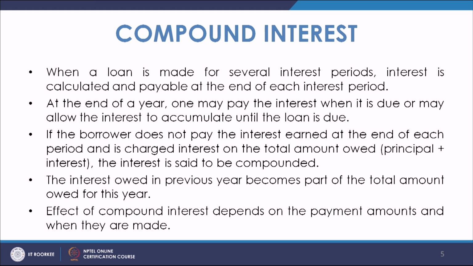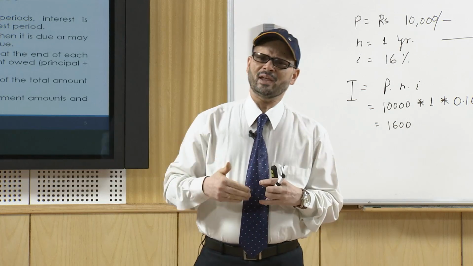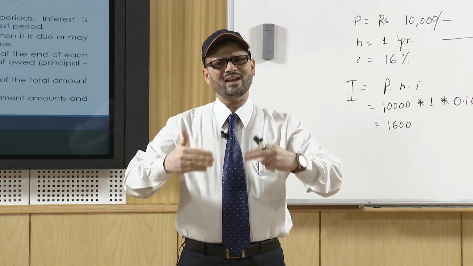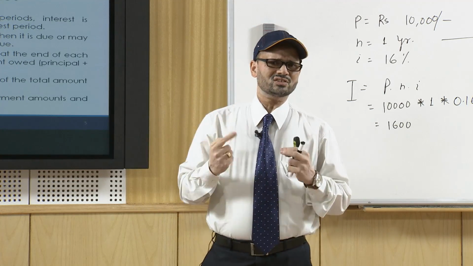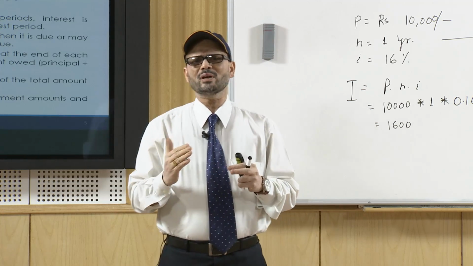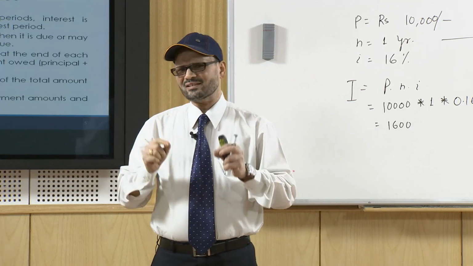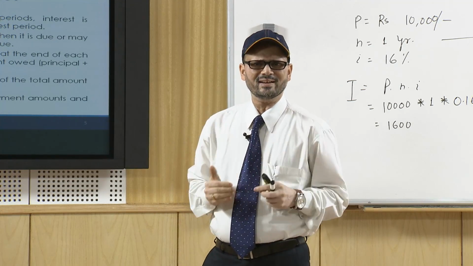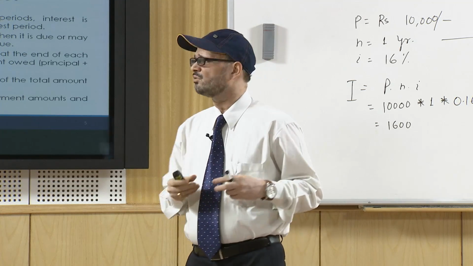When a loan is made for several interest periods, interest is calculated and payable at the end of each interest period. Basically, there may be a condition by the lender that you should pay the interest at the end of every year. Otherwise, the lender may say that this interest amount may be compounded, or it will be added to the principal amount which is owed at the beginning of the year again. It means that the interest amount which is generated every year will go on increasing. So, that is known as the compounding of the interest.